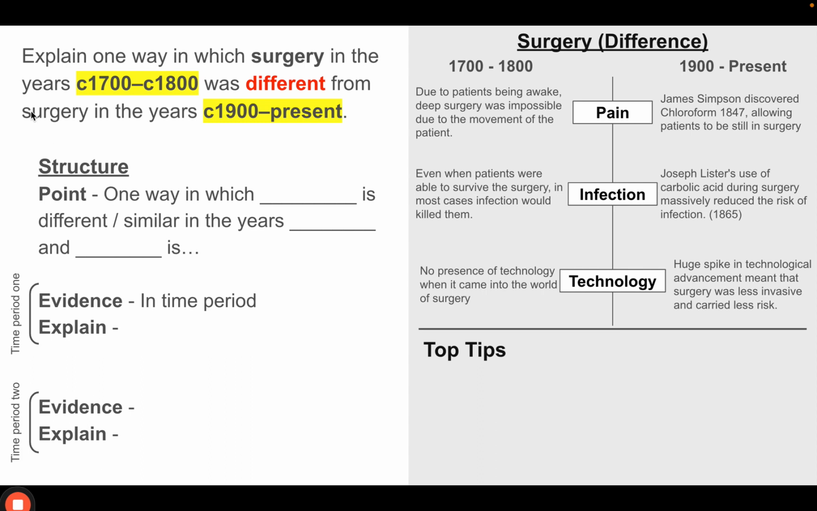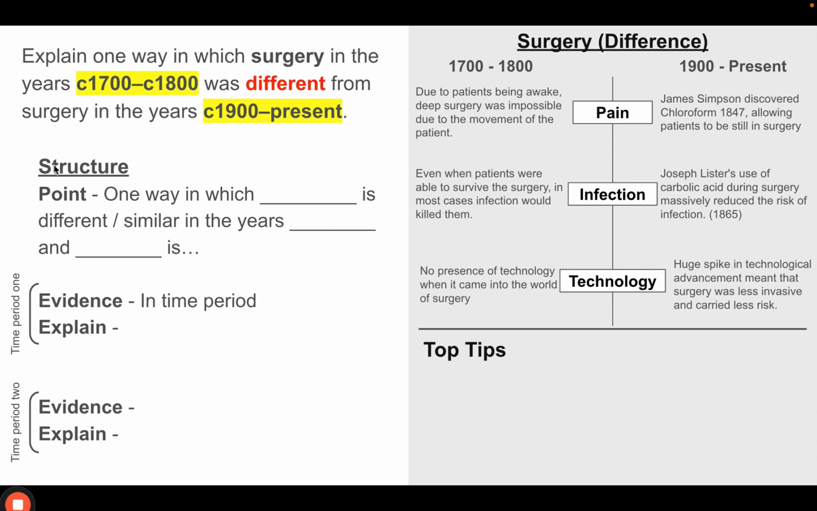The first one that we are going to be going through is: explain one way in which surgery in the years 1700 to 1800 was different from surgery in the years 1900 to present. So as you can see here, they don't give you an entire time period. I believe the examiners phrase these questions as needlessly difficult as possible to trip you up. They're trying to take you down before you even get out the gate here. Because generally when you see 1700, you'll think 1700 to 1900, 1900 to present.